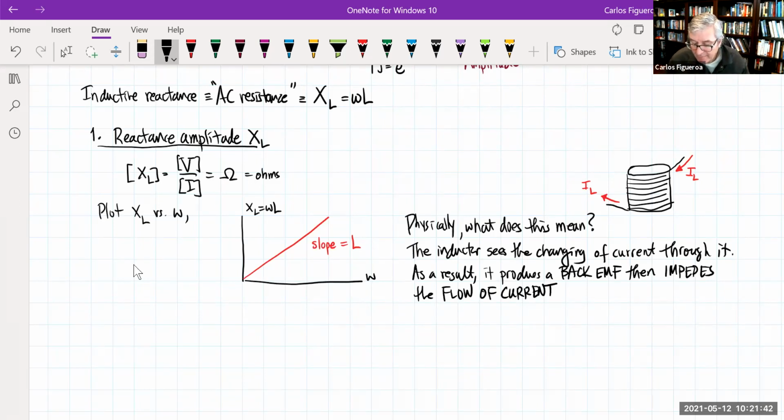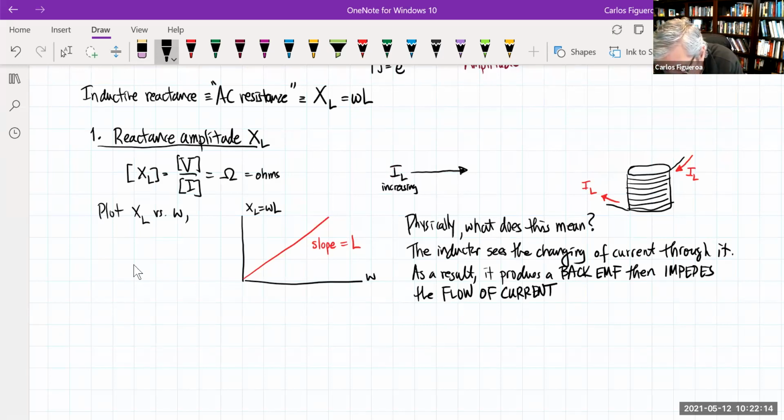And what do I mean by that? Well, let's think about the current here. Let's say that I have a current going like this, and let's say that IL is increasing. I'm going to run out of space, so I'm going to do this differently. I'm going to say that this is my current IL, and what I'm saying here is that this current is increasing.